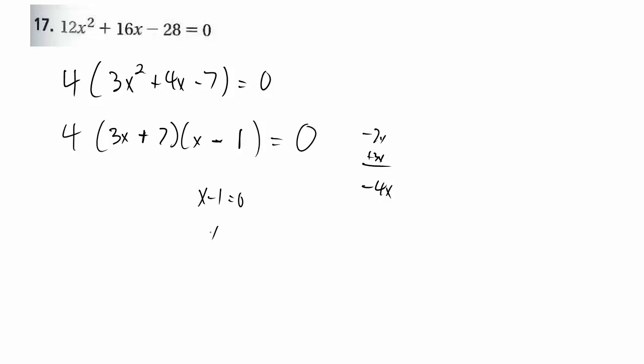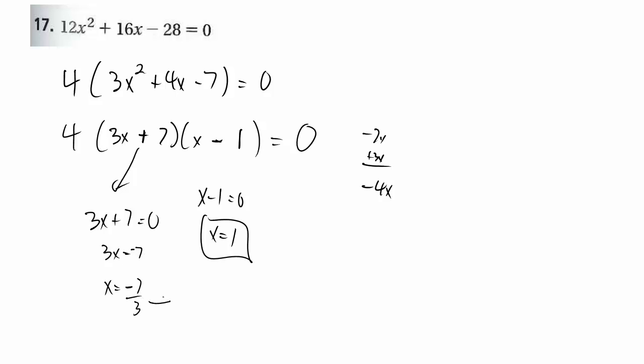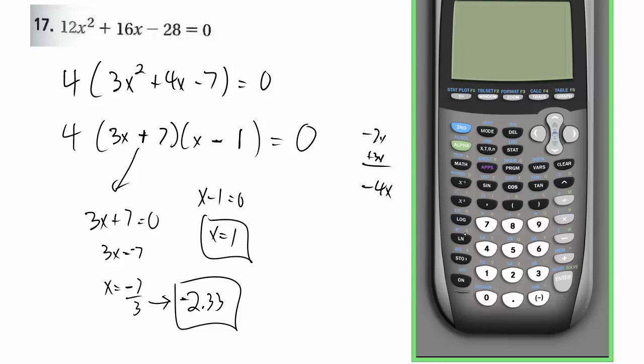So you set the factor equal to 0, x equals 1. Set this factor equal to 0, 3x plus 7 equals 0, so 3x equals -7, and so x equals negative 7/3. Another way to write negative 7/3 is negative 2.3 repeating. But they specifically said in the directions to round to the nearest hundredth. So there are your answers. Again, you could calculate it with the formula or you could factor it by hand.